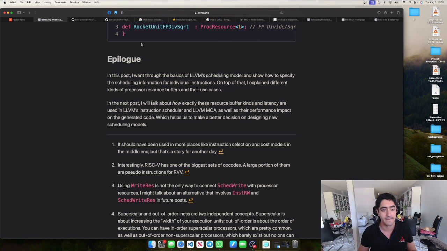Epilogue. In this post, I went through the basics of the LLVM scheduling model and showed how to specify the scheduling information for individual instructions. On top of that, I explained different kinds of processor resource buffers and their use cases. In the next post, I will talk about how exactly these resource buffer kinds and latencies are used in LLVM's instruction scheduler and LLVM MCA, as well as their performance impact on the generated code, which helps us make better decisions on designing new scheduling models.